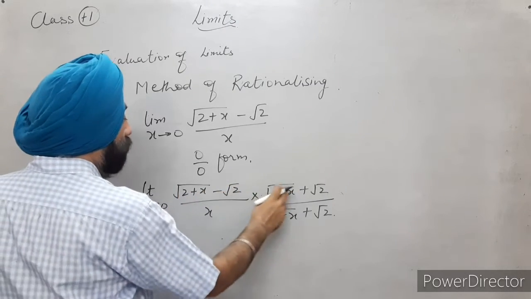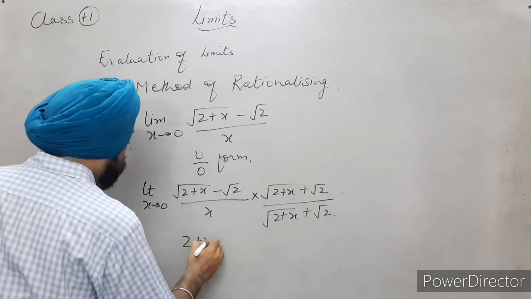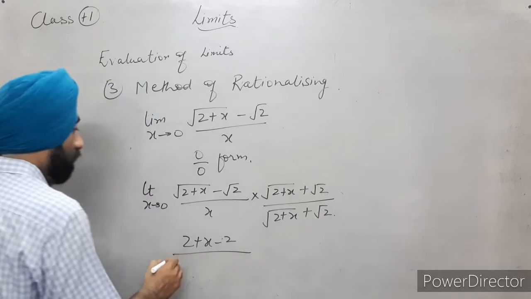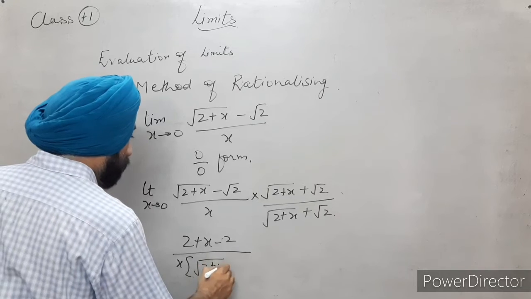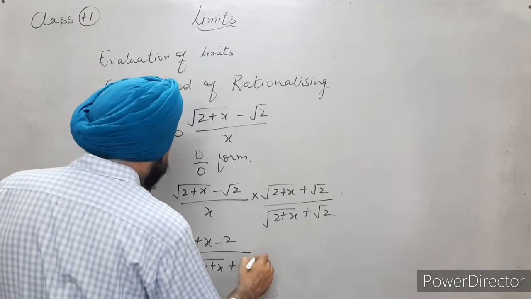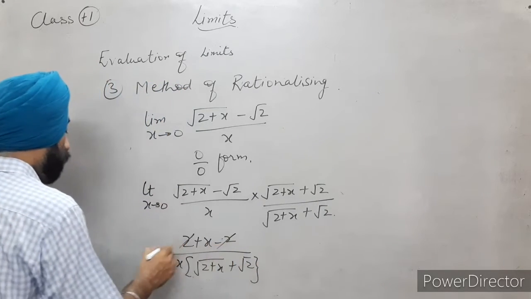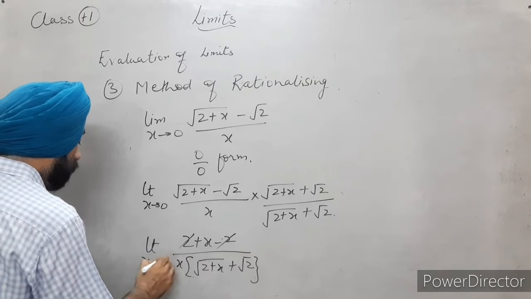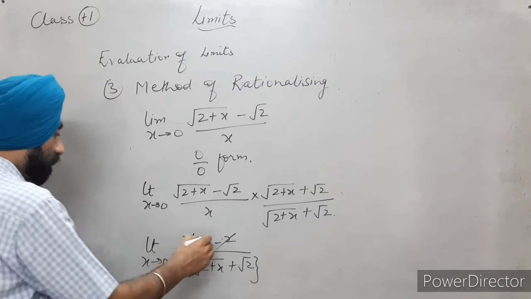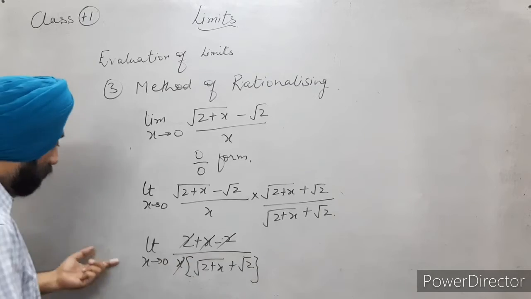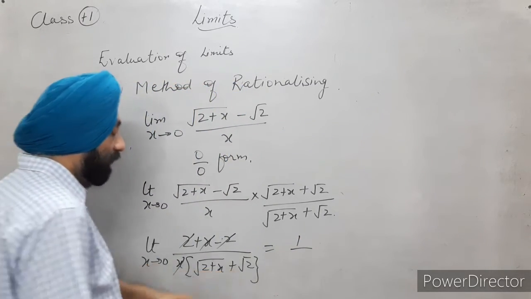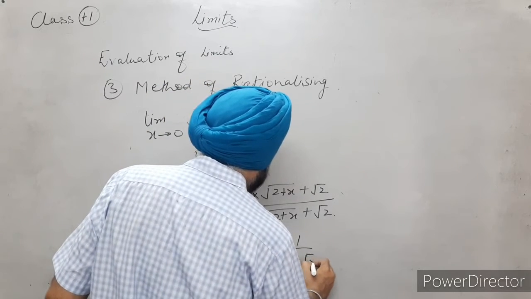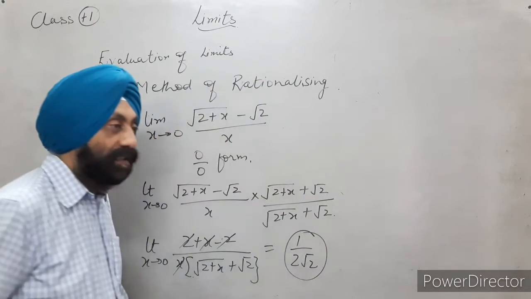Now a minus b into a plus b. It's this divided by x into (under root of 2 plus x plus under root of 2). This 2 with 2 goes, limit x approaches 0. Now this x with this x also cancels. Just fill the value of x as 0 now. It's under root 2 plus under root 2, that is 2 under root 2, the required answer.